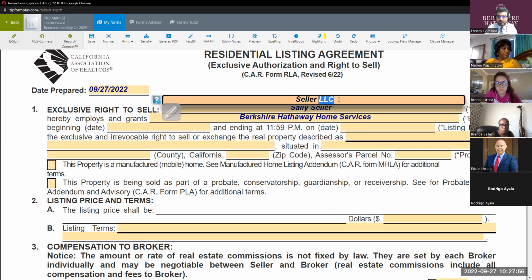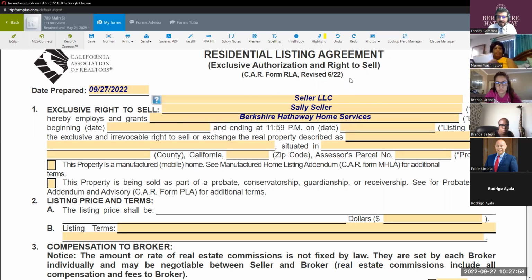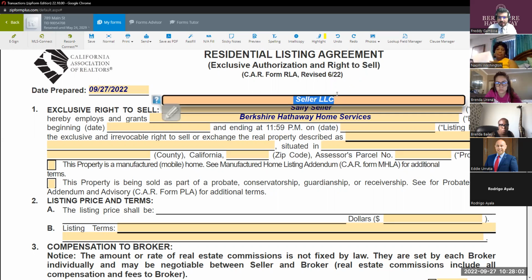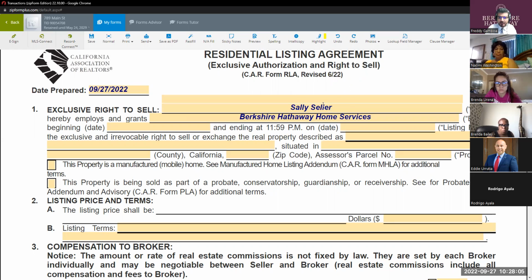When it comes to any entity, it will go on the first little toolbar right here. But if there's no entity, then leave it alone and just put the name of your seller right there. So, exclusive right to sell. Sally Seller is going to hire the broker, not you. She hereby employs and grants Berkshire Hathaway Home Services, the broker, the beginning date.